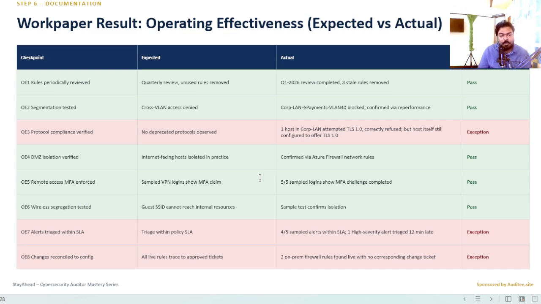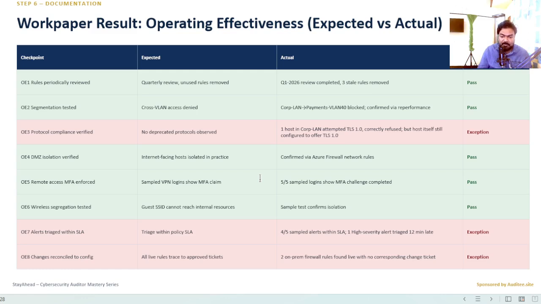Pass. OE3 protocol compliance verified, one host in Corplan attempted TLS 1.0 and was correctly refused. But the host itself is still configured to offer TLS 1.0. That's an exception. Because the refusal worked, but the misconfiguration is still there. OE4 DMZ isolation verified, confirmed through Azure Firewall network rules, pass.